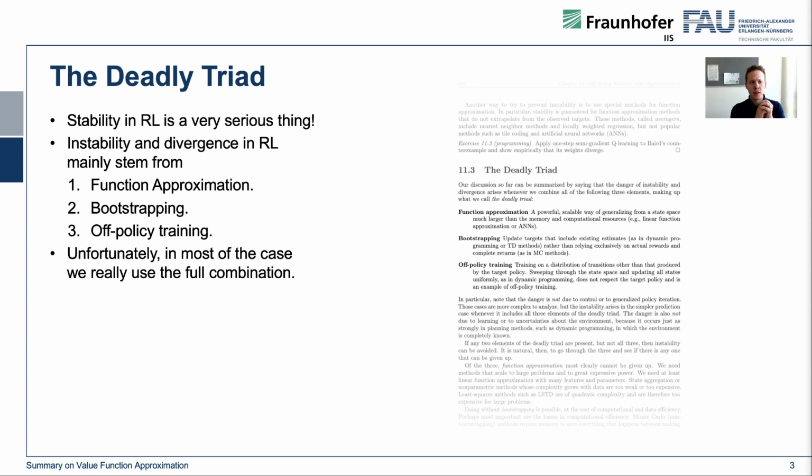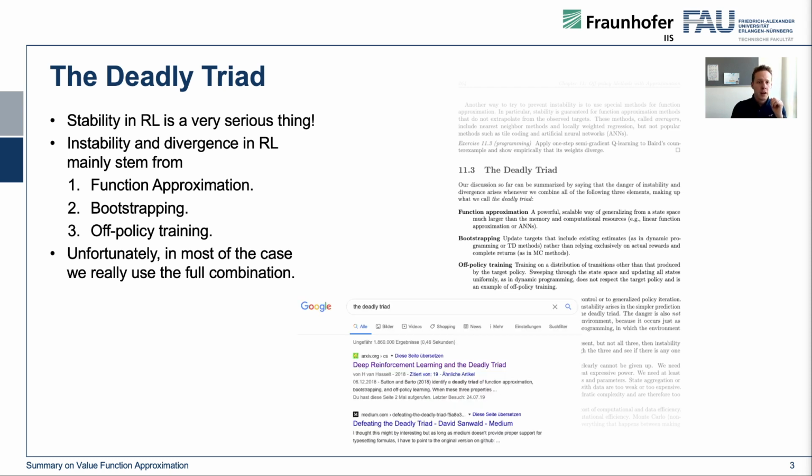And unfortunately, in most of the cases where we do reinforcement learning in practice, we have the full combination of all these things, and this is why the Deadly Triad is really a problem in practice. The Deadly Triad is really something related to reinforcement learning. If you Google Deadly Triad, I think it's already a little bit older, but Google gives you results really connected to reinforcement learning.